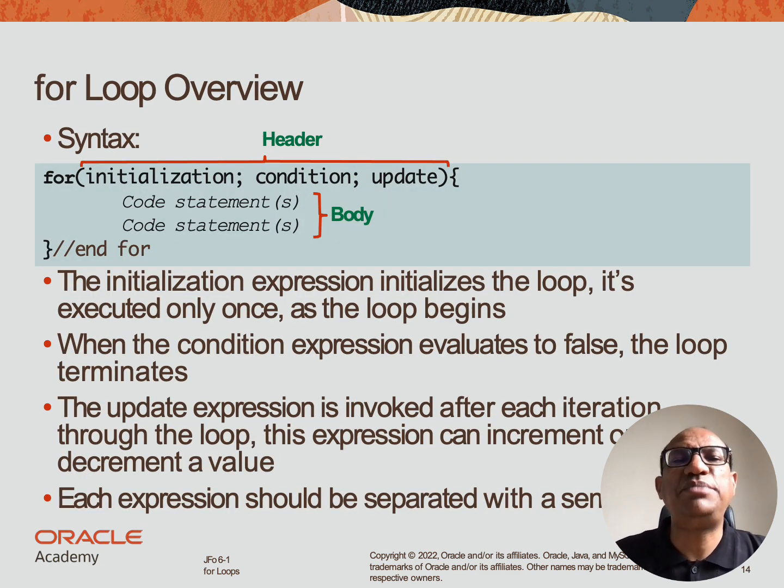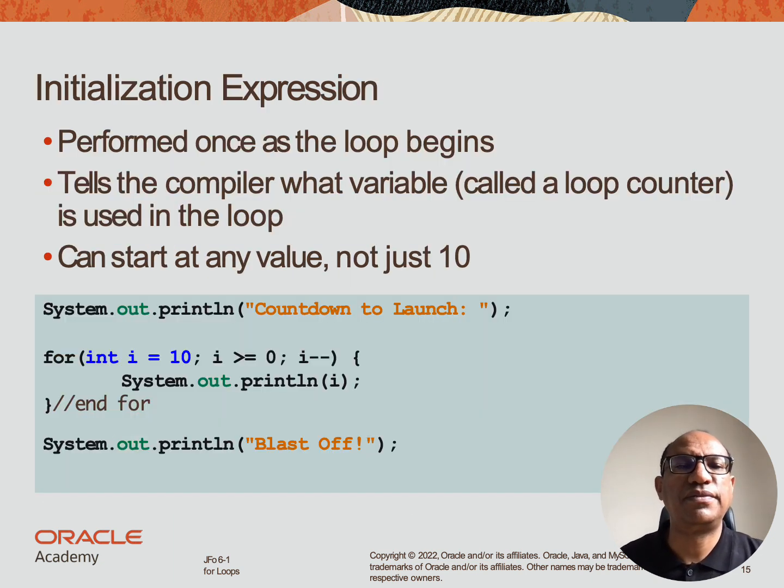A for loop has three parts in its header. Initialization, done once at the start. Condition, checked every time before looping. Update, done after every loop cycle. All three are separated by semicolons. The body of the loop goes in curly braces. The initialization sets the loop counter. In this example, it starts at 10, prints each number, then says blast off when it's done.